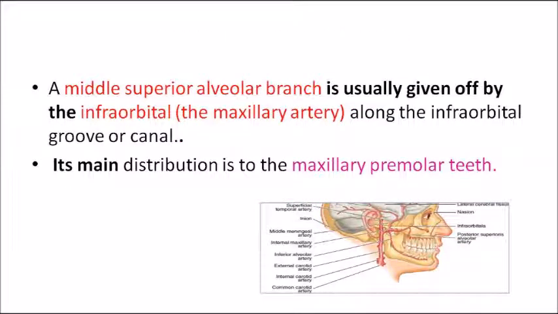Now the second one is the middle superior alveolar branch, which is given by the infraorbital artery, which is itself a branch of the maxillary artery, along the infraorbital groove or canal. It gives supply to the maxillary premolar teeth. So the posterior superior alveolar artery supplies the maxillary teeth, alveolar bone and the membrane of the sinus, whereas the middle superior alveolar artery supplies the premolars in the upper arches, and it is a branch of the infraorbital artery.